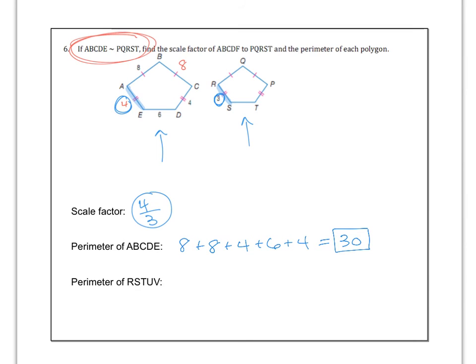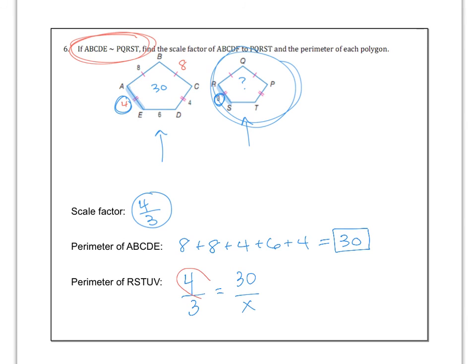Okay, but we still need the perimeter of the one on the right, of RSTUV. We still need the distance around this one. And so what I'm going to do is use my scale factor, and I'm going to use the 30 also. So I know the distance around this one is 30, and I want to find the distance around this one. So I'm going to go, well, the scale factor is 4 to 3. So 4 over 3 equals 30 over x. And I'll just use x for my other perimeter.